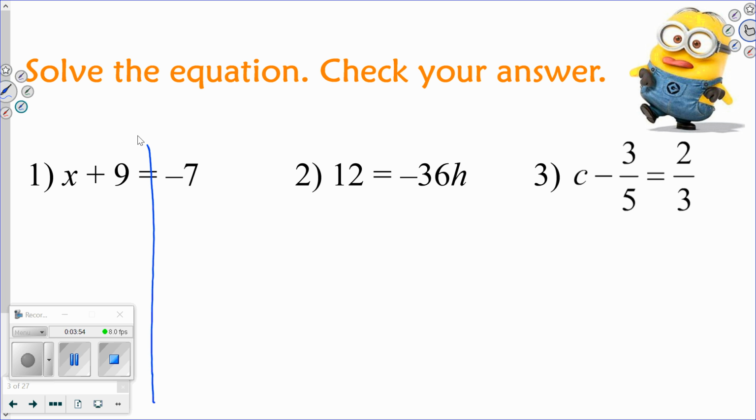So to get x by itself, how do you get rid of a +9? Minus 9. Right? It says those inverse operations or those opposites should cancel each other. So 9 minus 9 cancels. And we have x equals, good, that is a -16.